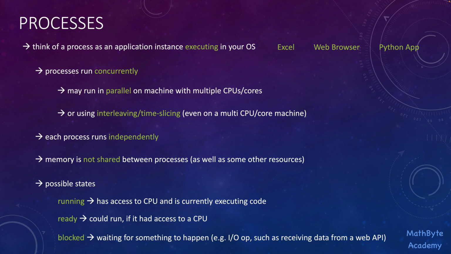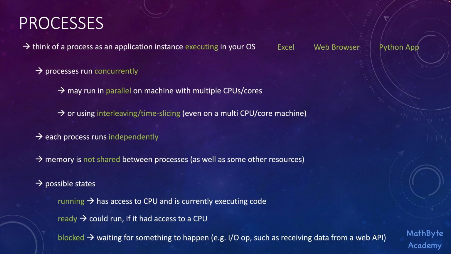But the other important state is that it could be blocked. Your process could be waiting for something to happen before it can continue. So even though it may have access to a CPU, it can't run because it's waiting for something to happen. For example, an I/O operation, such as receiving data from a web API.